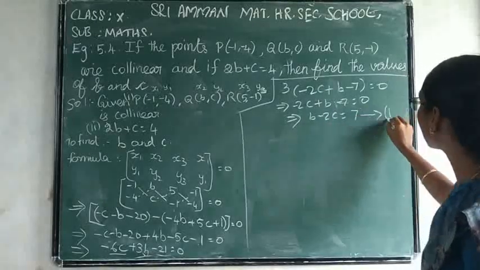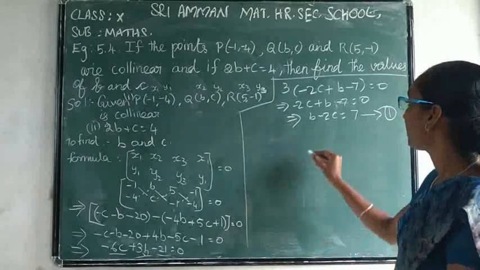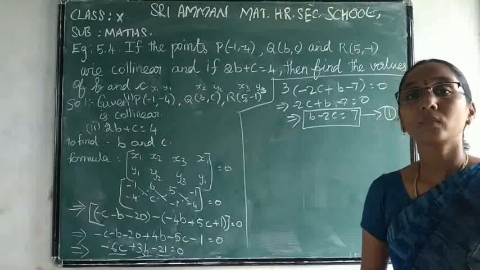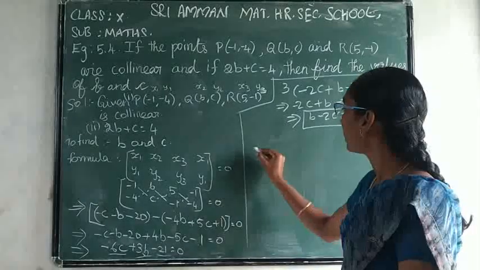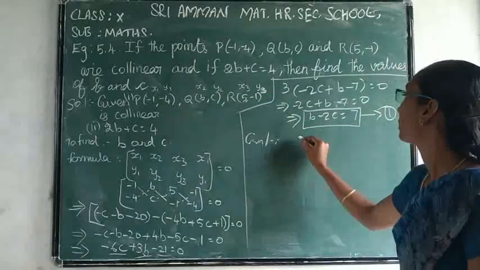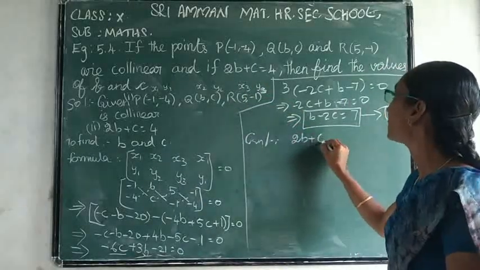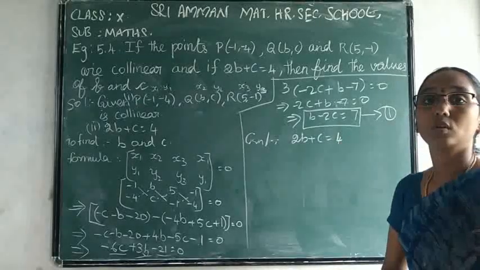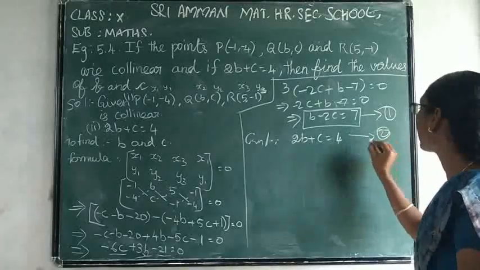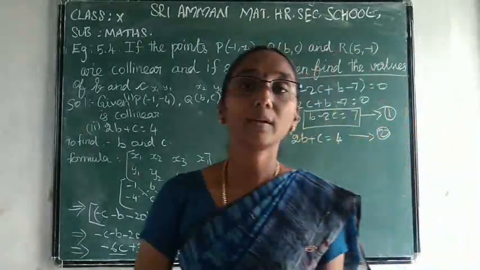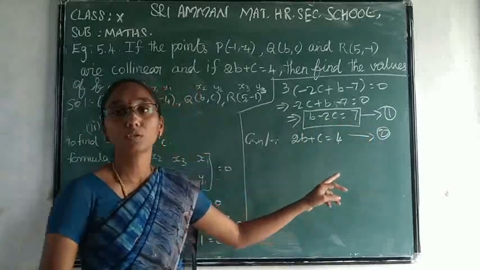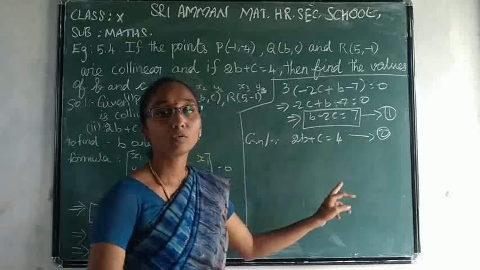This is equation number 1. And also already given, what is the given equation? 2b plus c equal to 4. Consider this equation number 2. Now solving equation 1 and 2.